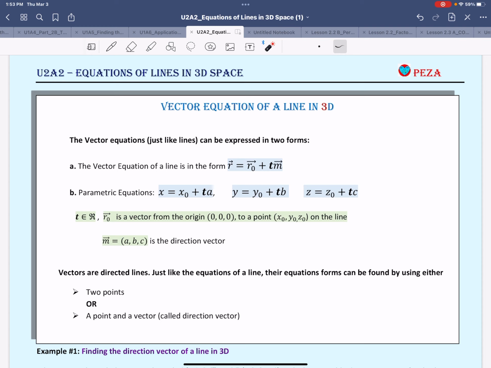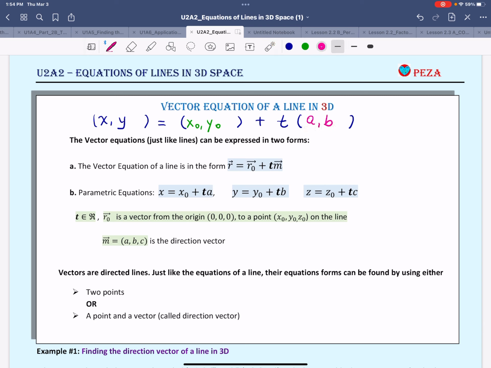Here we're going to talk about the equations of lines in 3D space. Recall that in the previous lesson we talked about the equation of a line in 2D space. And the equation in vector form is (x, y), where x and y are the coordinates of any point on the line, equals (x0, y0), that would be a starting point on the line, plus some multiplier t, a scalar t, that multiplies the direction vector whose coordinates are indicated by letters a and b.